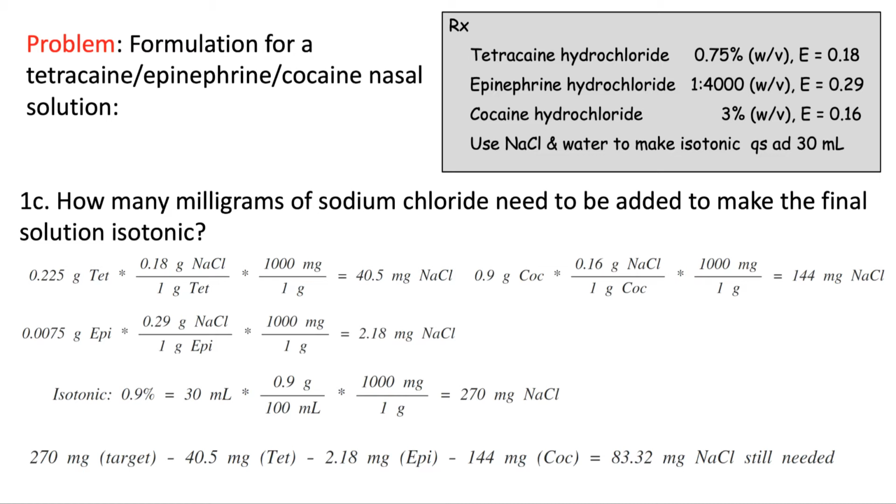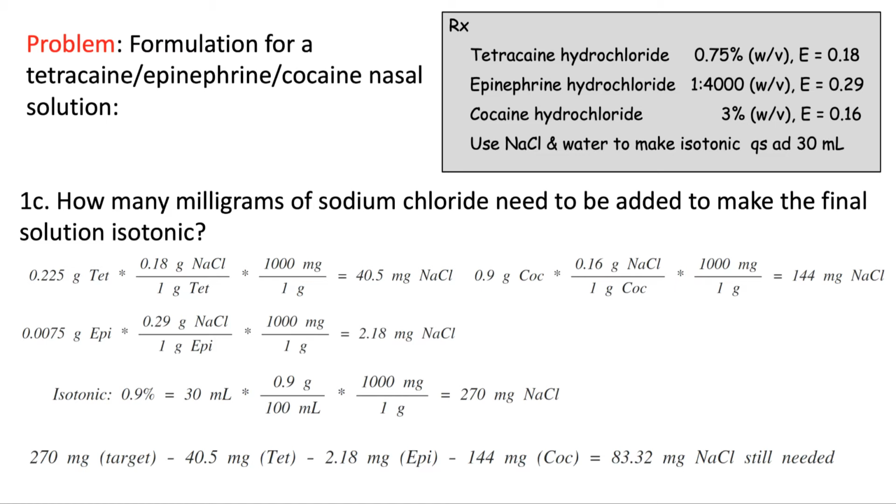So if I add that amount of sodium chloride to each of the amounts that I need for each of my active ingredients, then I would have the equivalent amount total of 270 milligrams, which would be the right amount of sodium chloride to make 30 milliliters isotonic. And so that essentially answers this question and solves this whole question for this prescription.